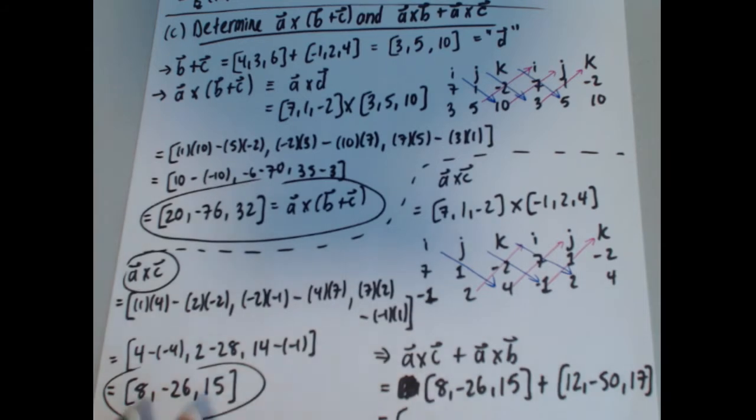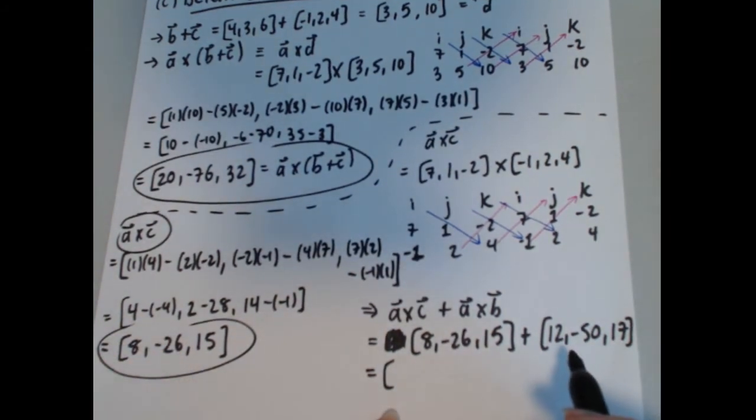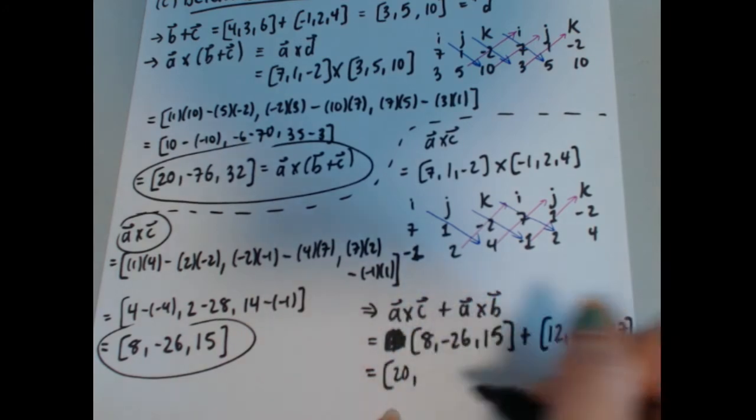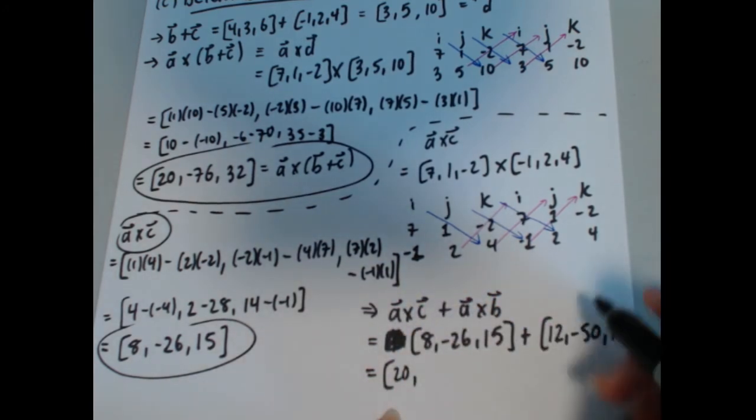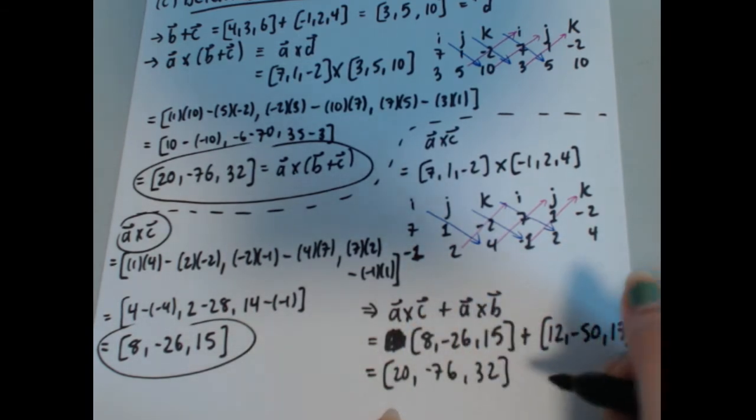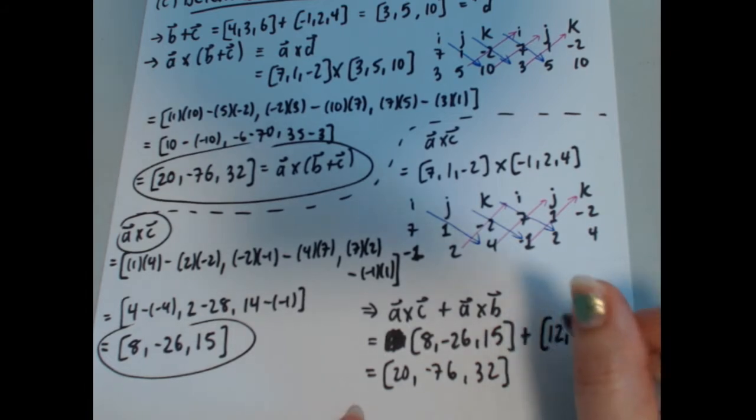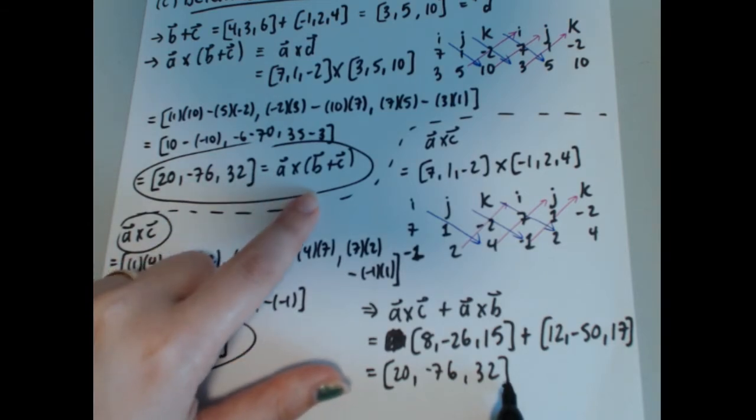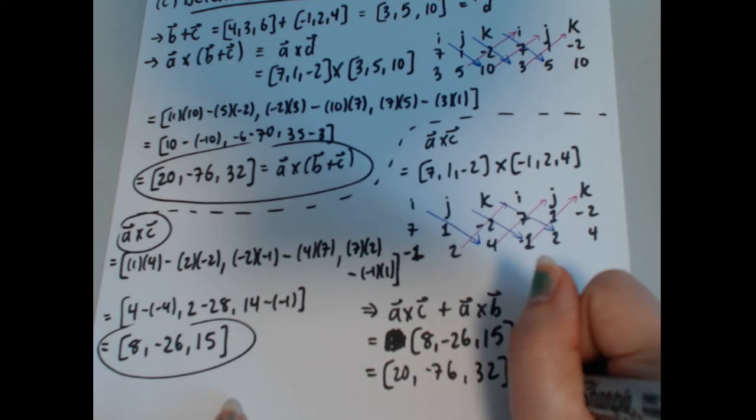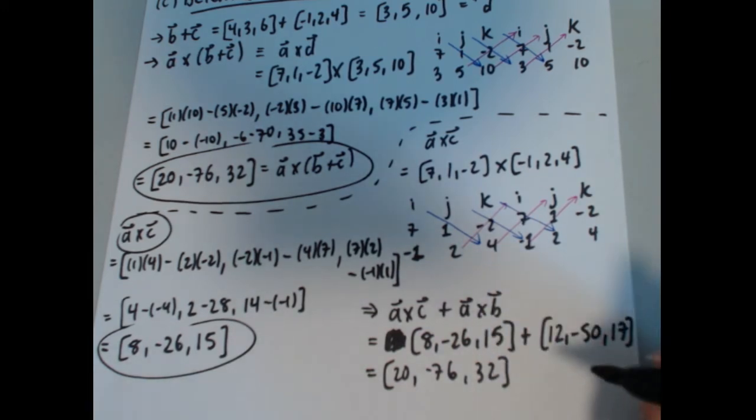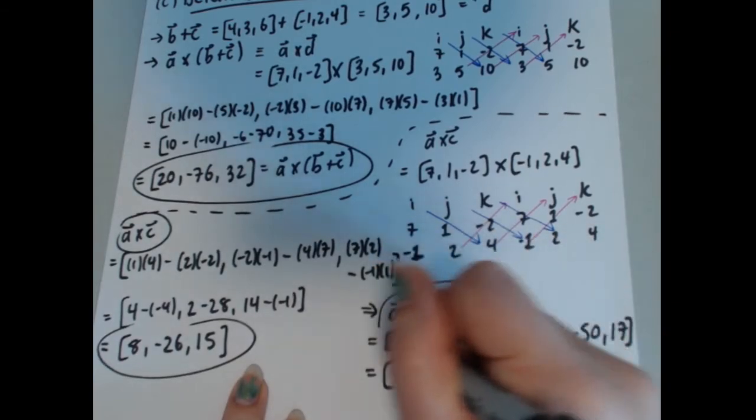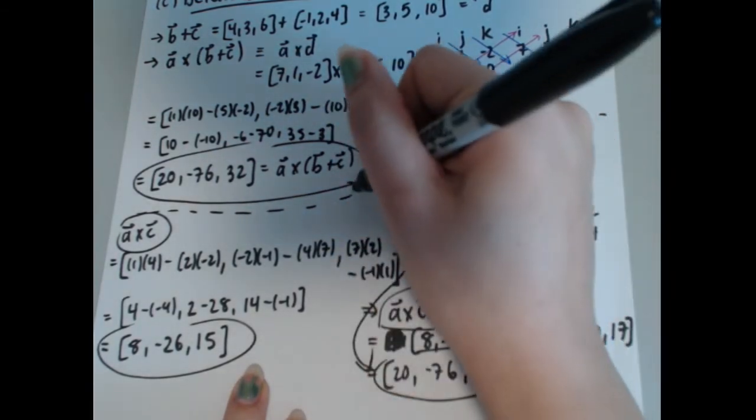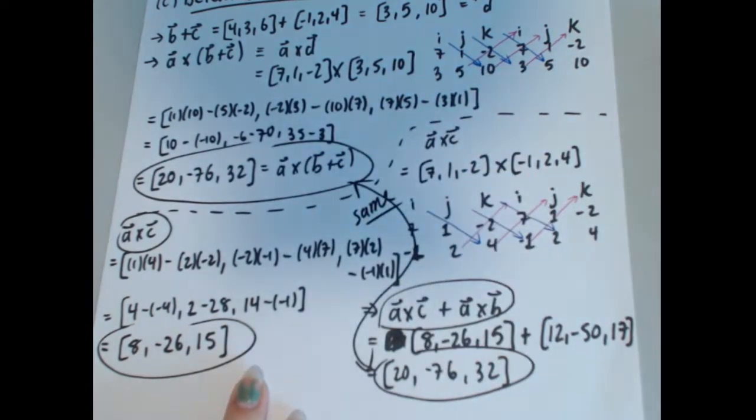So you just have to add up the vector components on their own. Okay, so 8 plus 12, that's 20. Minus 26 minus 50, that's minus 76. And 15 and 17, that's 32. Well, I hope that number sounds familiar to you because we got the exact same result right here. So that means that A cross B plus C is the same thing as A cross C plus A cross B. This tells us that the distributive property does indeed apply to cross product. So here's our results, and sure enough, they're the same.